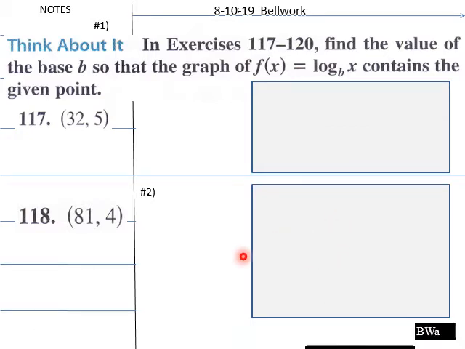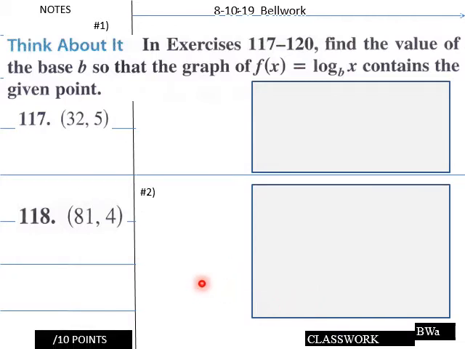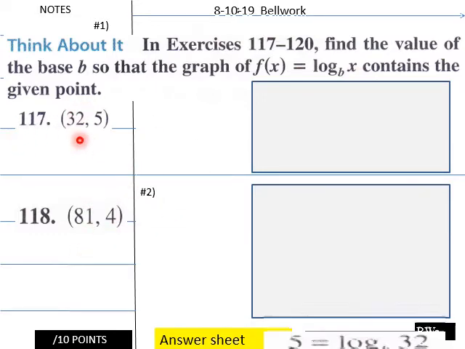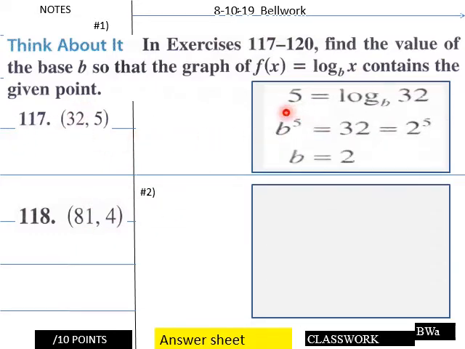Okay, everybody, welcome back from your bell work exercise here. Let's go through our solutions to finding the value of base b so that the graph of f of x equals log base b of x contains these points here. So for this one here, 5, which is our y here, which is f of x, is 5 equals log base b of 32, which is x. So we need to solve for b here.